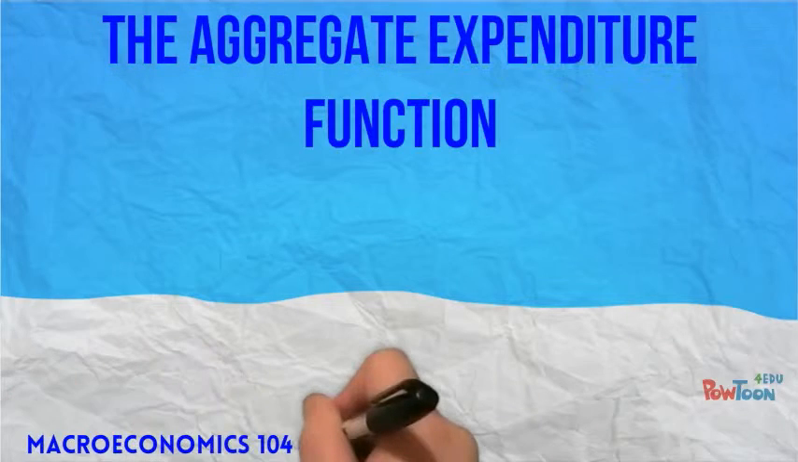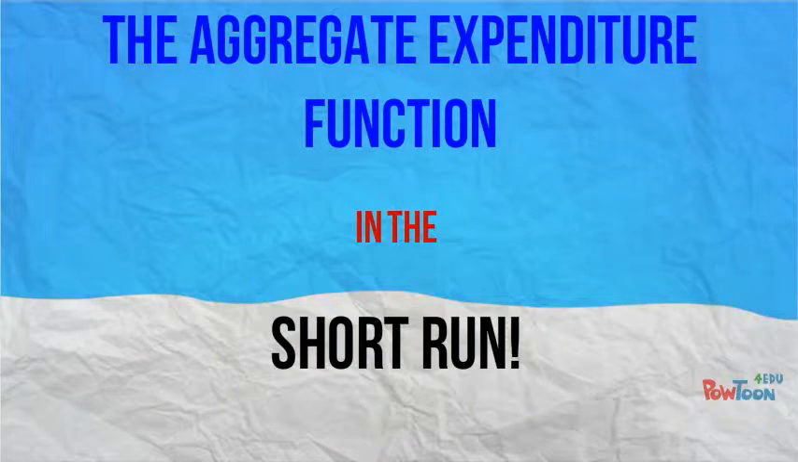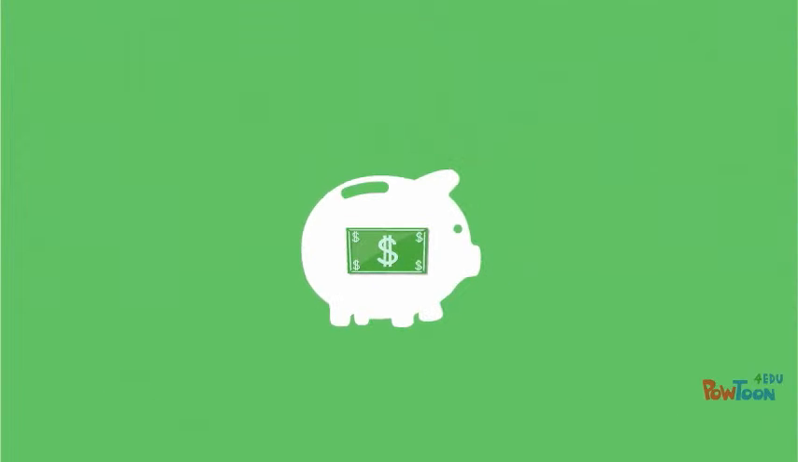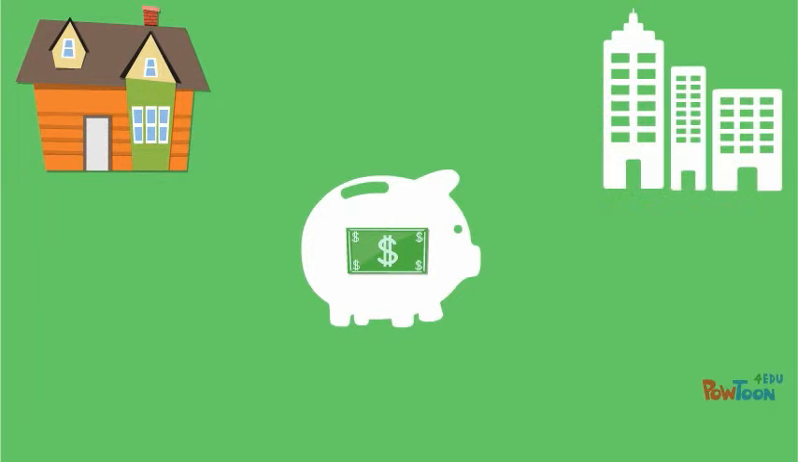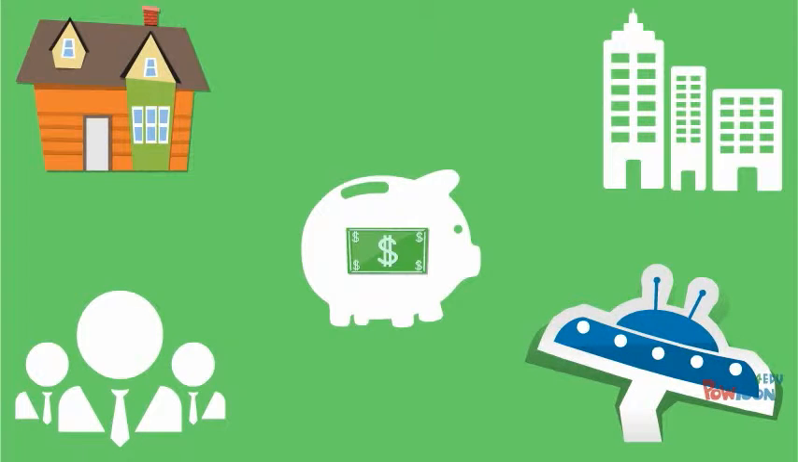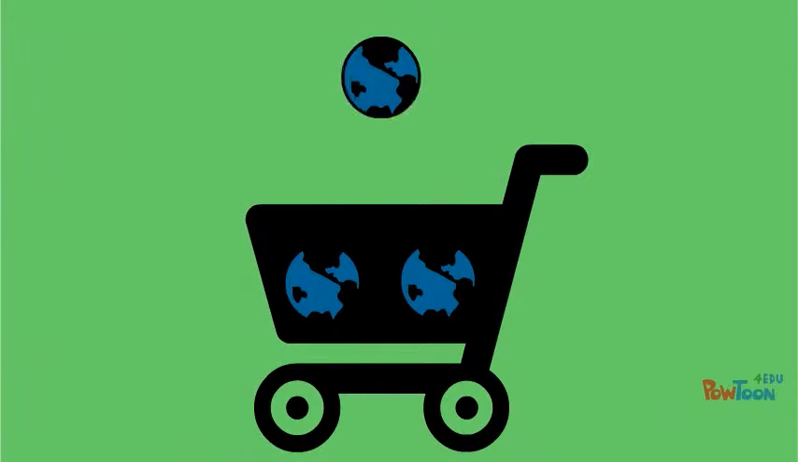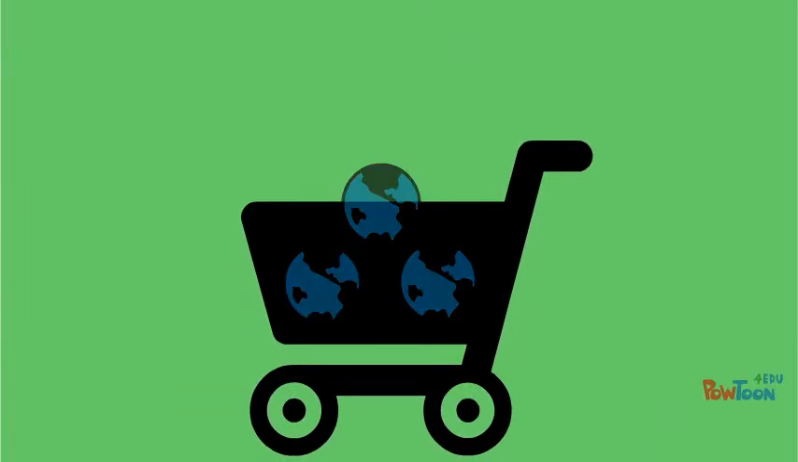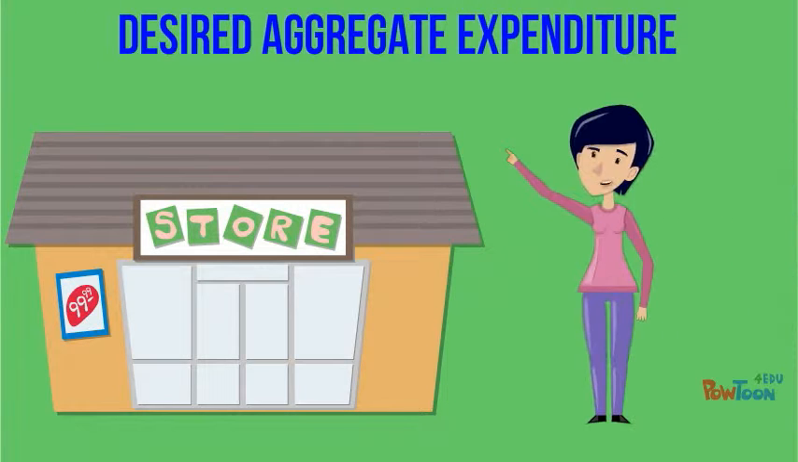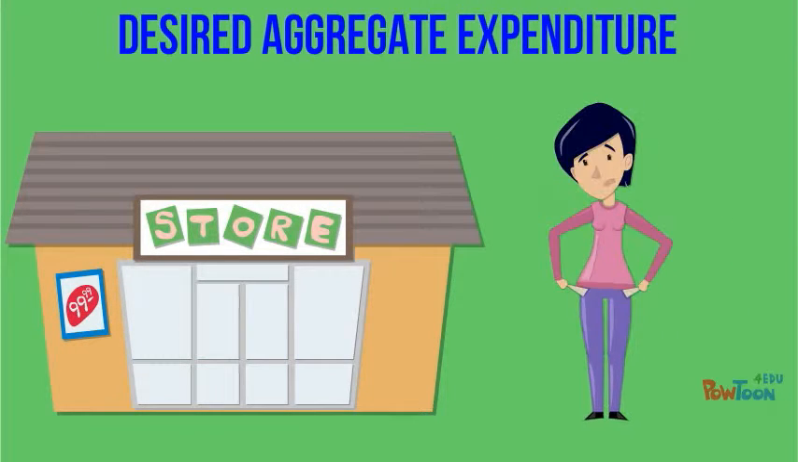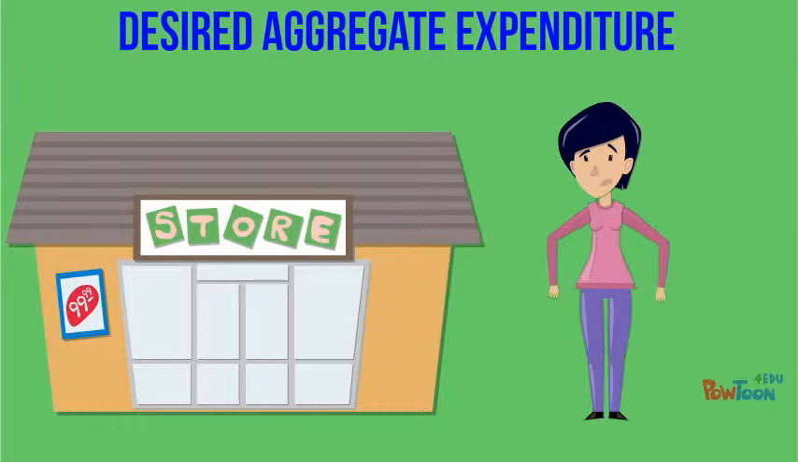The aggregate expenditure function in the short run. The aggregate expenditure function measures how much money households, firms, governments, and foreign purchasers spend on domestic outputs. For this video, we will focus on desired aggregate expenditure, which refers to how much people desire to spend out of the resources they actually have.